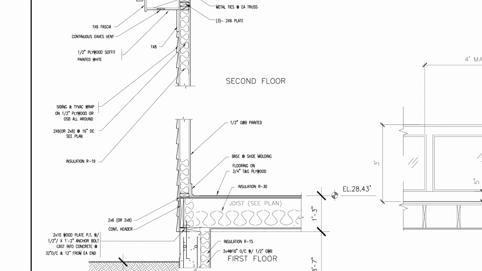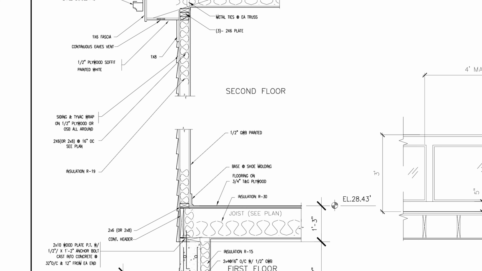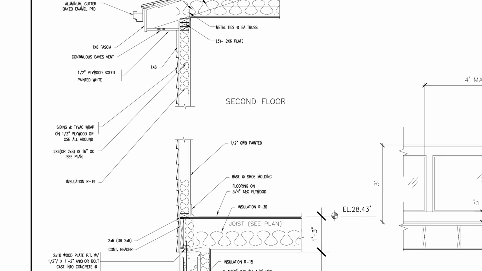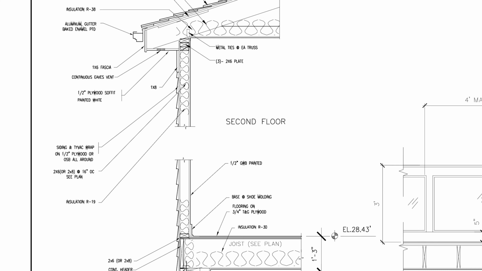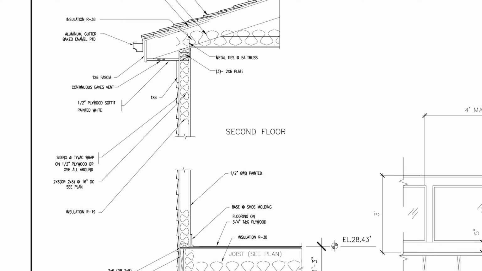We also see insulation, we see siding, we see gypsum wallboard, and you have notes here, painted or flooring on plywood. And this shows other details like the base, what the flooring is made of.